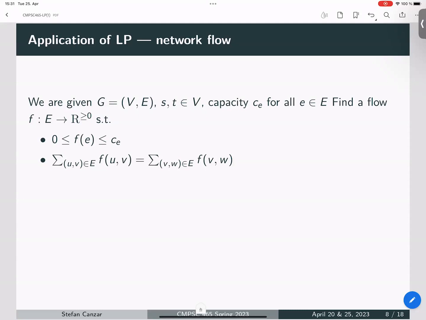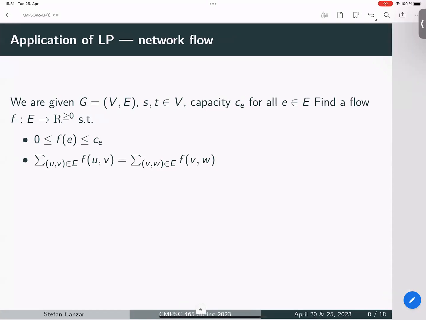And every flow by definition has to satisfy 2 constraints. It has to be smaller than the capacity of the corresponding edge. And for every node, you have to have what's called flow conservation, meaning that everything that comes in has to come out. That's just what's written here. So how can we phrase this as a linear program? How can we solve this using linear programming?